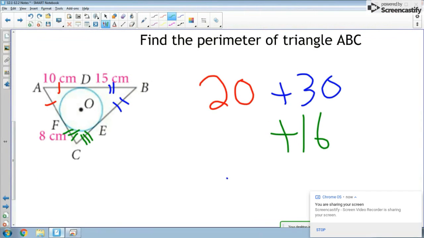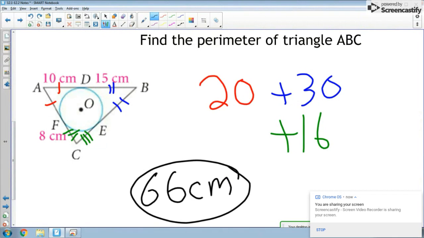Okay, so picking up from where I was, I didn't quite get through my last point there. What I'm saying is that when you add all these up, you'll get the perimeter. So we'll simply add 20 and 30, which is 50. So we'll have 66 centimeters for the perimeter of that triangle.